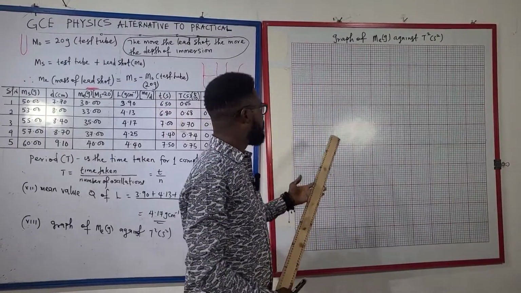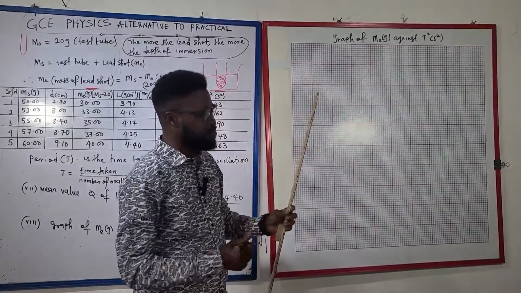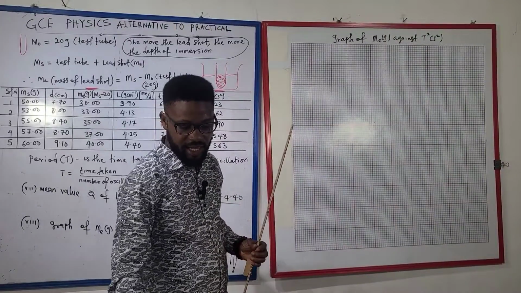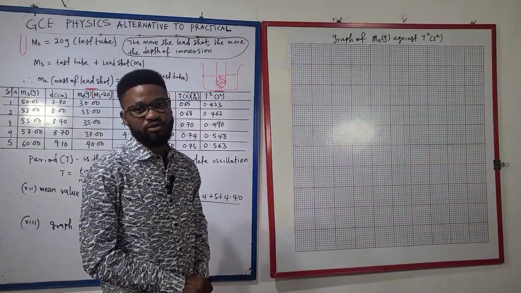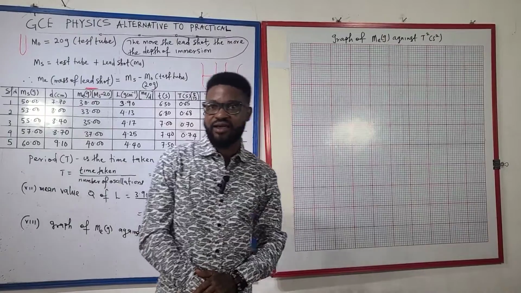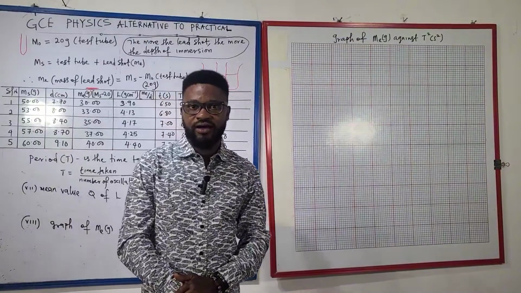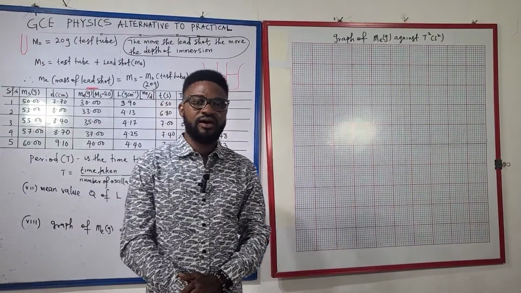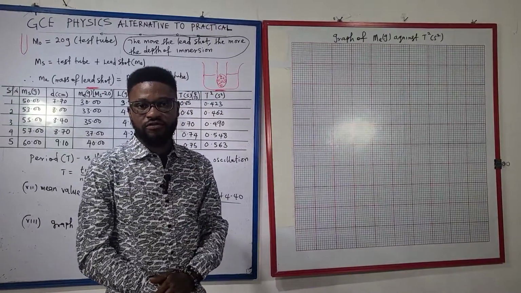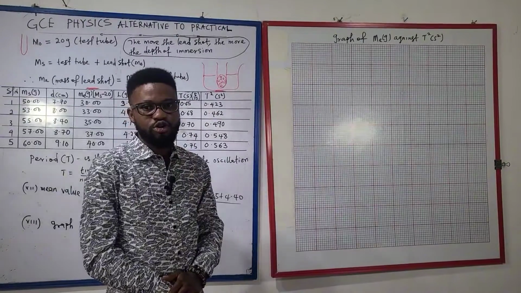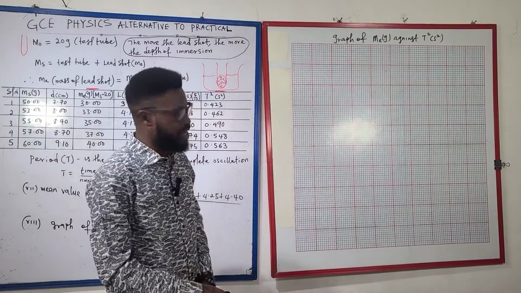I'm going to avoid broken lines. I'm going to avoid too thick lines. I'll just try to do things that will impress the examiner, so that I can get my full mark. Remember that your physics alternative to practical is a 50-mark exam, and for someone who wants to get a grade A or at least a B in physics alternative to practical, the starting point is to make sure that out of the 50 marks, you don't get anything less than 45 out of a possible 50 marks. So let's get right into it.